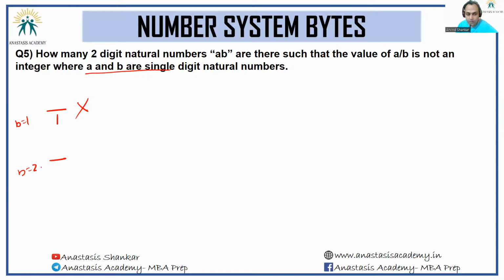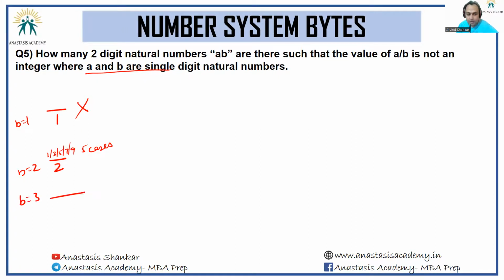When B is equal to 2, I need odd numbers at the top. There are 9 potential numbers at the top, 1 to 9. From those, I have to remove all the even numbers. So I get 5 cases here. Those 5 cases being 1, 3, 5, 7, and 9. We don't get an integer here.